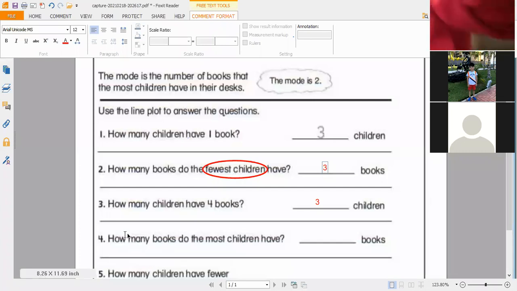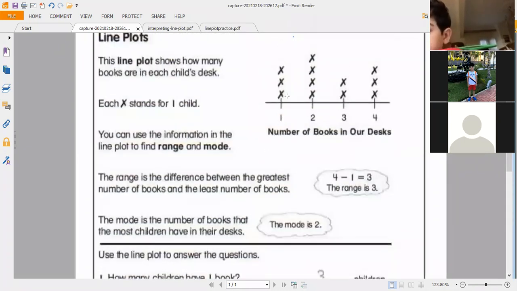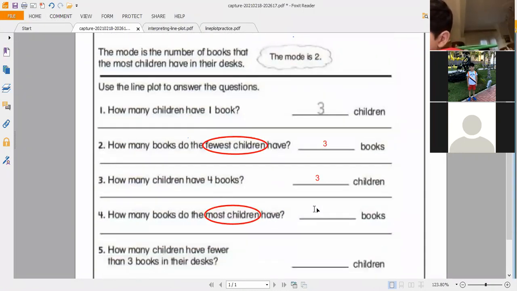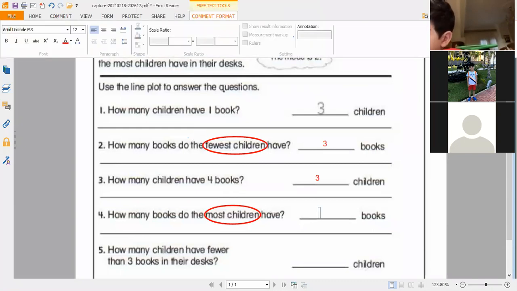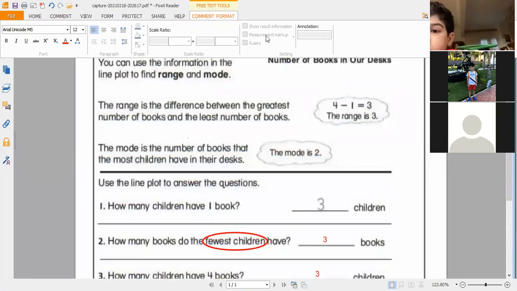Okay, the next question. How many books do the most children choose? Read the question carefully. Most children. I'm looking for the largest bar of children. The largest bar here is in number 2. So the most children choose 2 books. Okay, this is how to read the line plots.